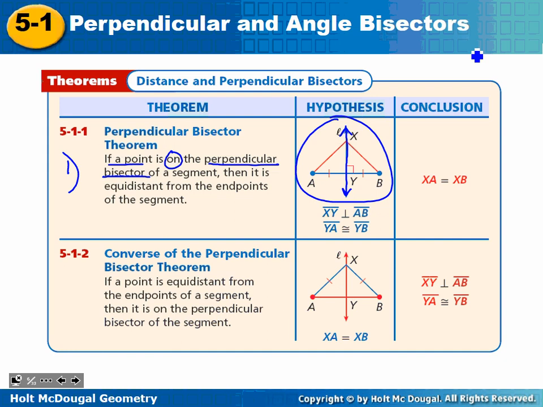So if it's perpendicular and it's bisecting, then that line is your perpendicular bisector. Okay, so if you have a point on the perpendicular bisector, like point X, then that point will be equidistant to the endpoints. That means that point X will be the same distance away from A as it is from B, or that XA is now going to be equal to XB.